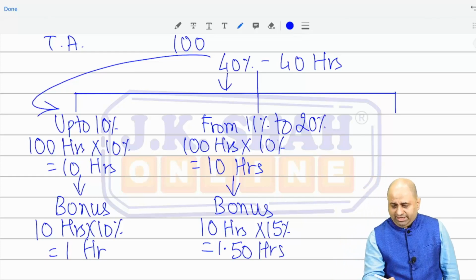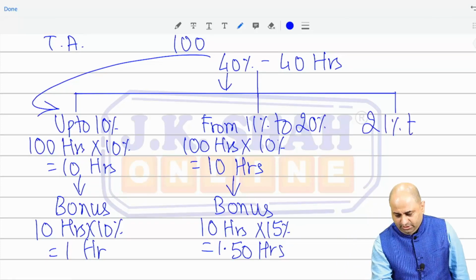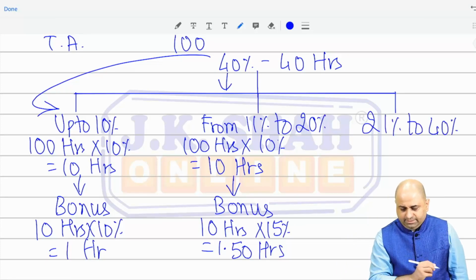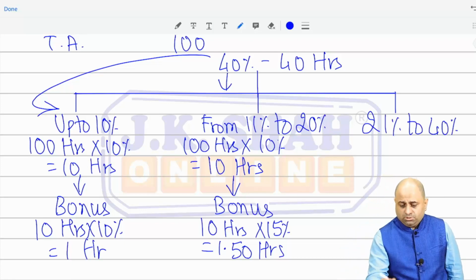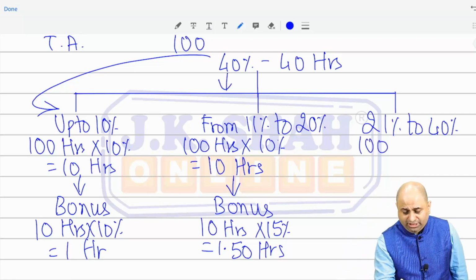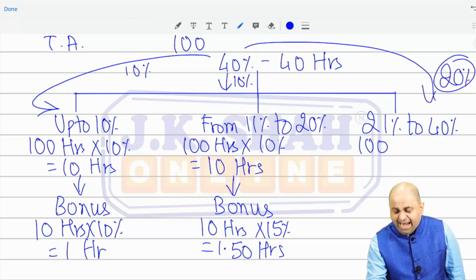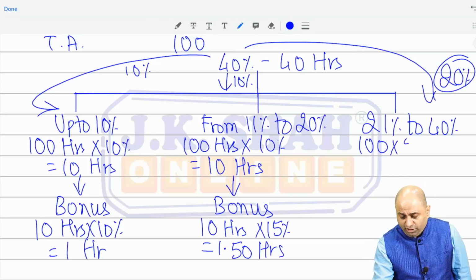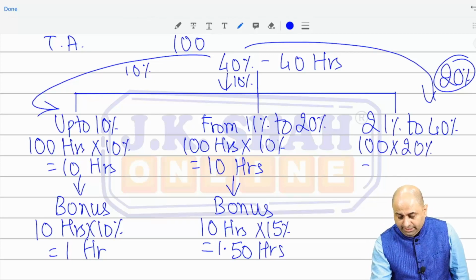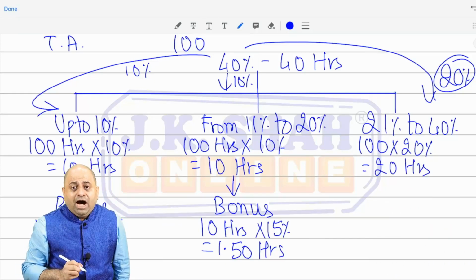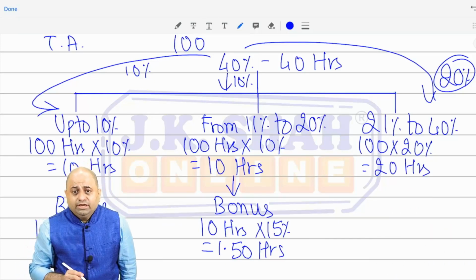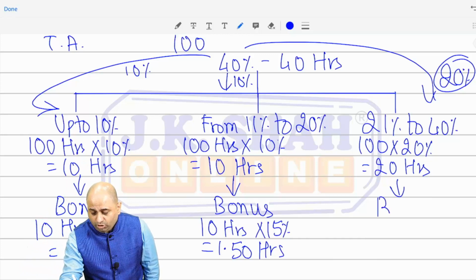And last, look at the category. It is 21% to 40%. So now I have 20% to utilize. Naturally 10 went here, 10 went here. So I'm left with 20%, which I can utilize. I'll utilize it fully. 100 into 20 is equal to 20 hours. I have saved 20 hours in this category. Bonus.